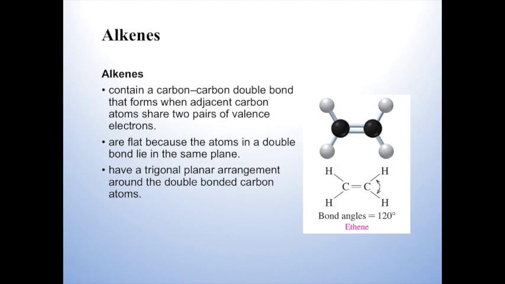Now, alkenes, like we said a moment ago, contain carbon-carbon double bonds. This means that the two adjacent carbon atoms share two pairs of valence electrons. And this forces them into a flat shape because the double bonded atoms lie in the same plane, and this gives them the trigonal planar arrangement around the double bonded carbon atoms.